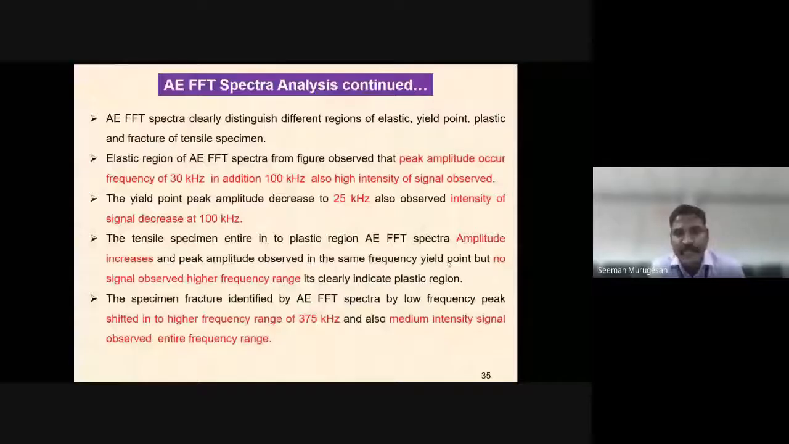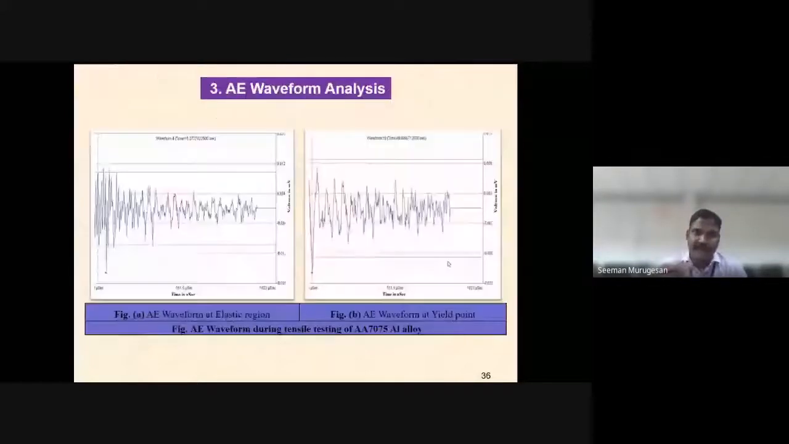The specimen is in fracture, clearly indicated by the peak frequency shifting into the higher frequency range of 375 kilohertz, and a medium intensity of the signal will be observed over the entire frequency range. This is a waveform. The first one is the waveform parameter.